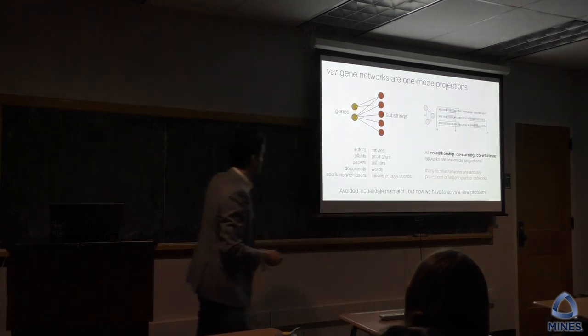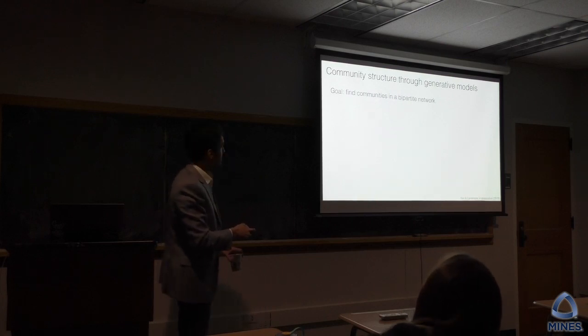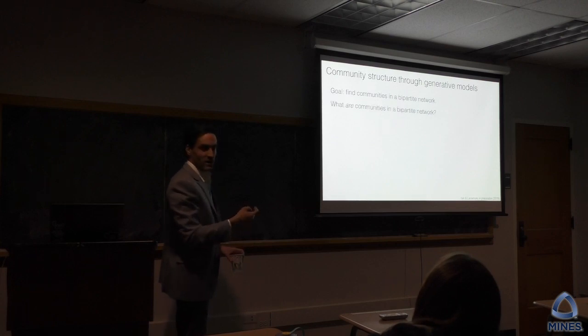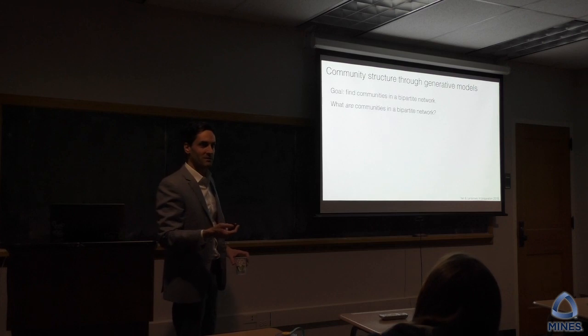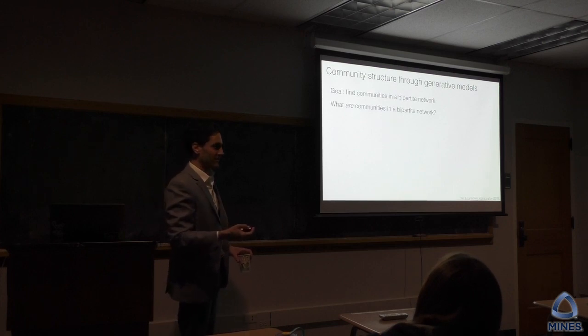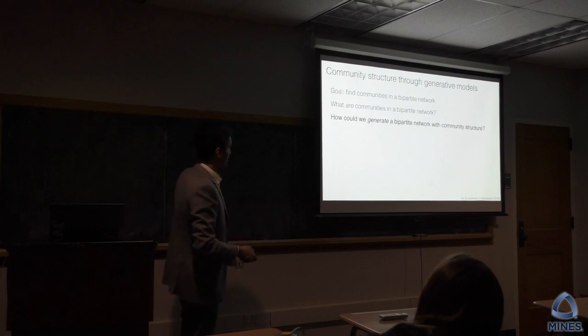Here's where we get to do a little bit of math. Our goal is going to be to find communities in a bipartite network. So we can ask, what are communities in a bipartite network? What would it mean for there to be communities? Of course, if you like generative models, if you want to find something in data, you ask, how can I generate it? So that's what we're going to do.